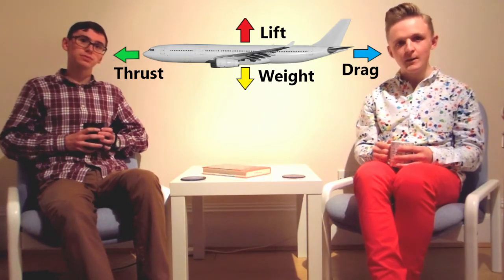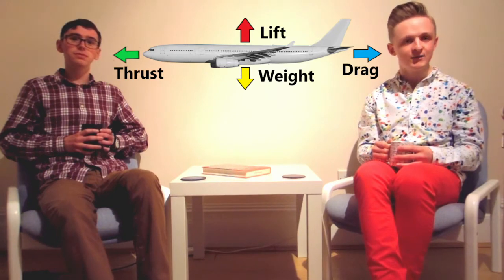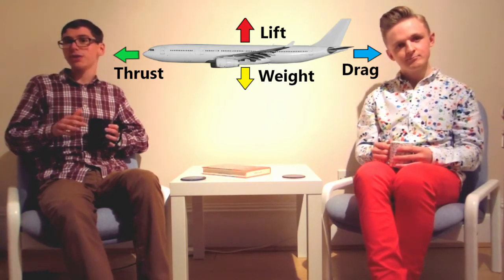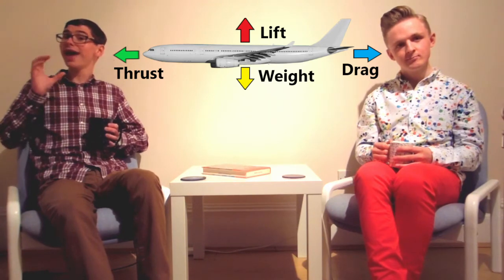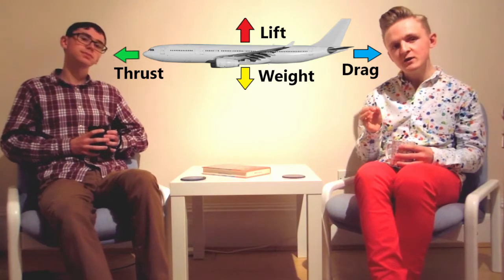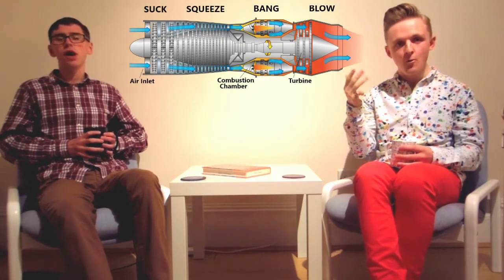Now jet engines work by accelerating the incoming air, producing a high-speed jet at the back of the engine. Thanks to Newton's third law, this push that accelerates the air backwards causes the air to push the plane forwards, generating the thrust. The higher the speed of the jet, the greater the thrust force. This acceleration is achieved in four simple steps: suck, squeeze, bang, blow.